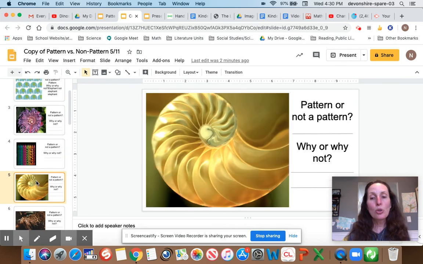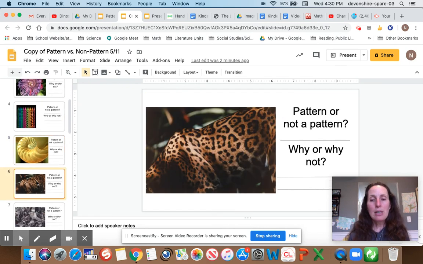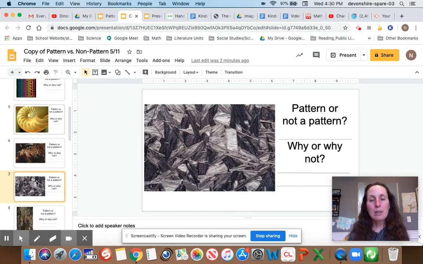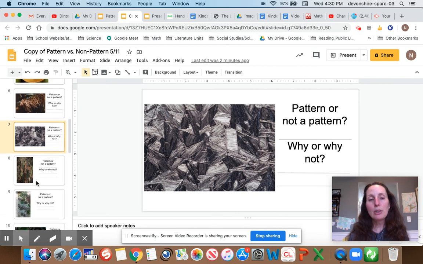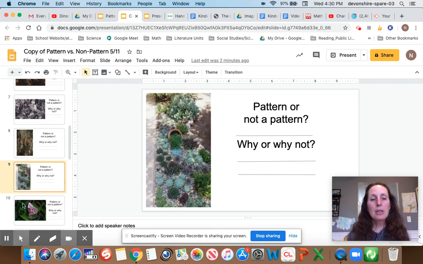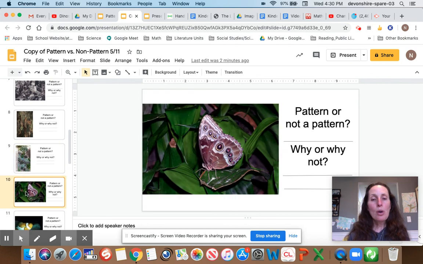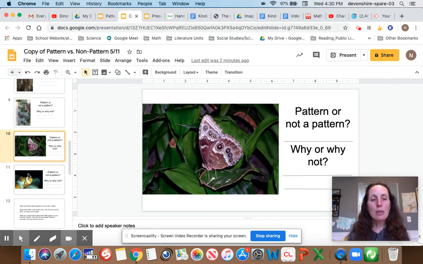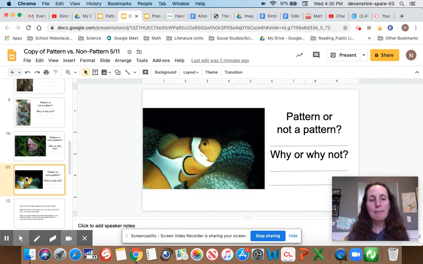All right, so you'll go through all 10 of these. Is it a pattern? Is it not a pattern? Why do you think? Why don't you think it is? What are you thinking? So you'll go through all of these, explaining what you're thinking for 5 of them.